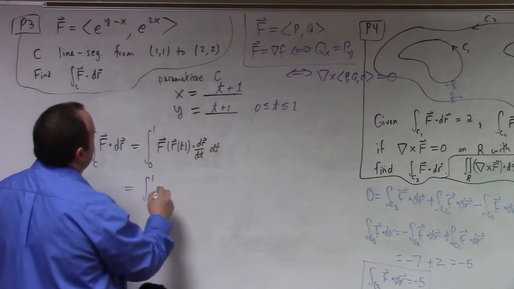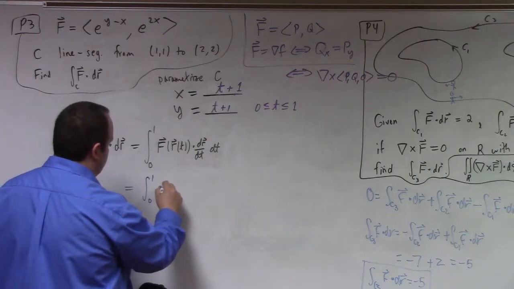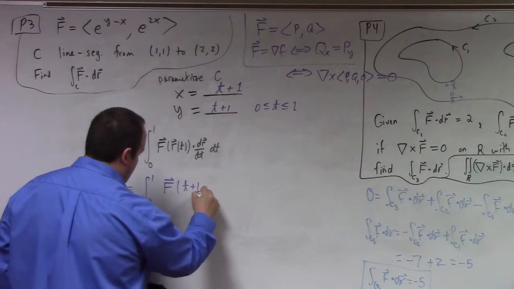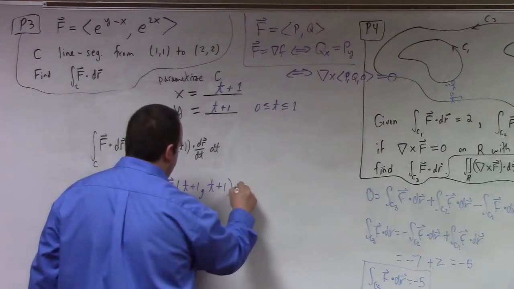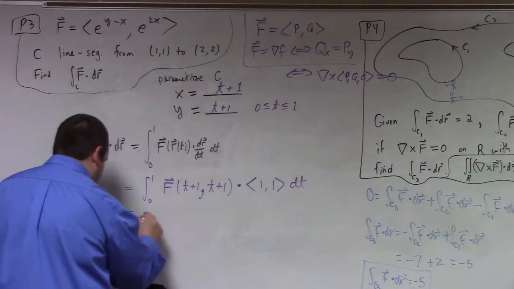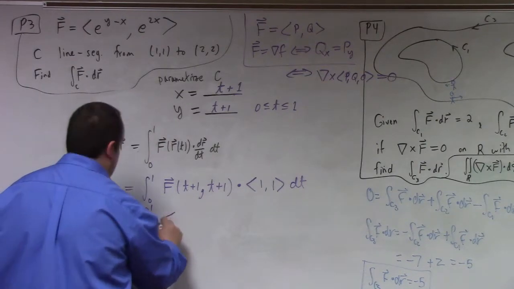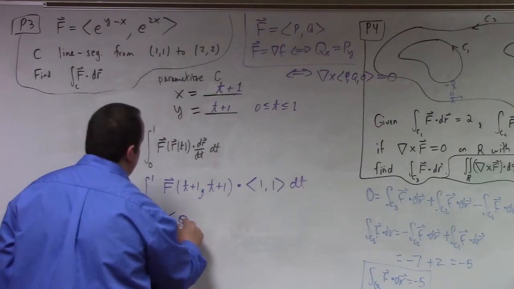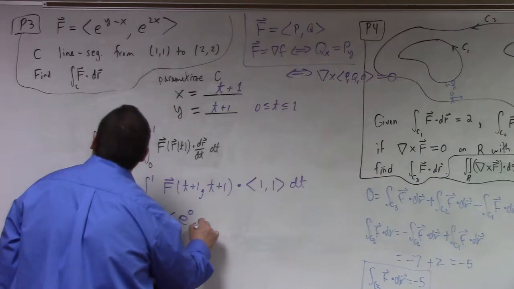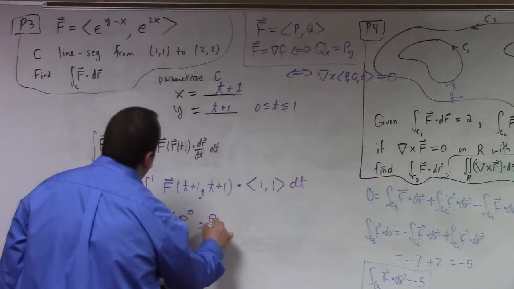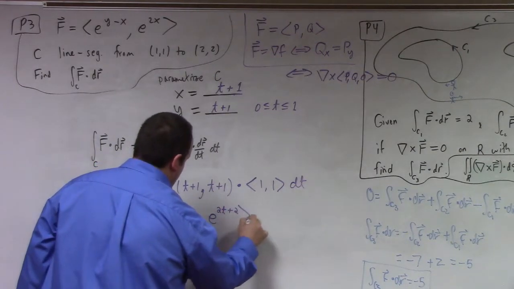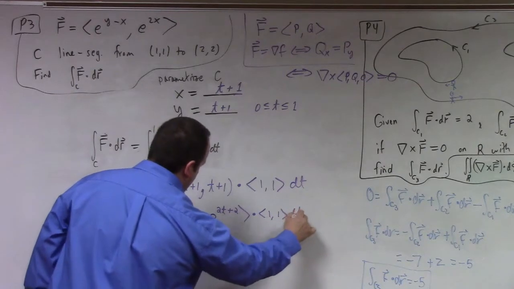Okay, so we're supposed to look at f of t plus 1, comma, t plus 1, dotted with dr/dt. What's dr/dt here? It's 1, 1. So that's actually the integral from 0 to 1 of e to the y minus x. What's y minus x? 0. Ah, good. And then e to the what? 2t plus 2? Okay, great. And then we're supposed to take the dot product of that with 1, 1, integrate over dt.